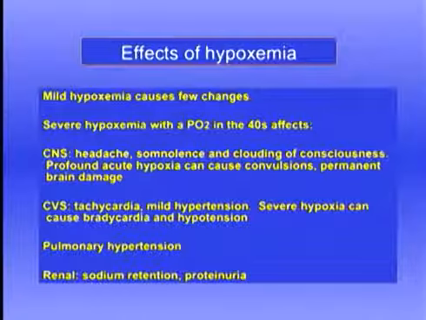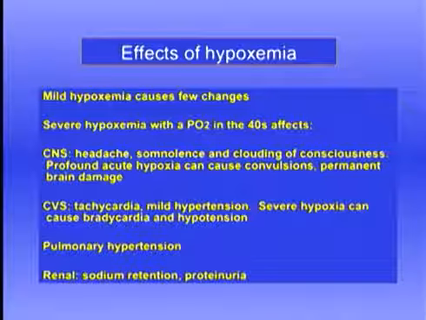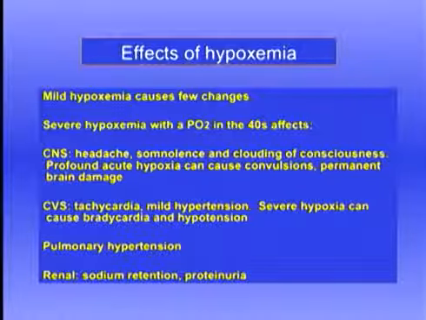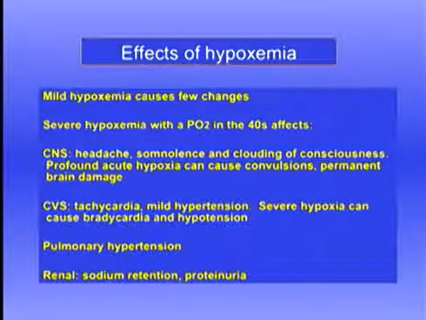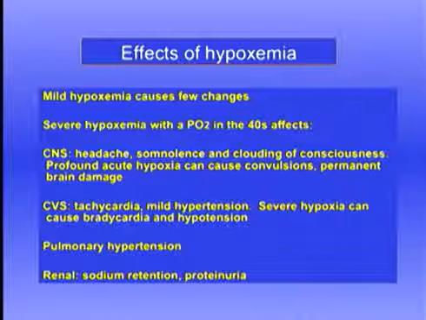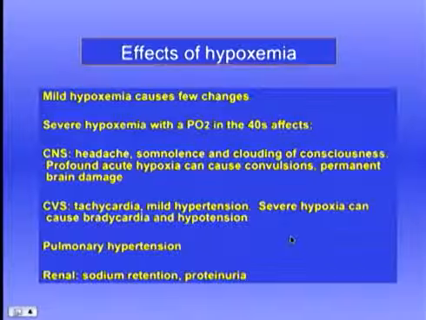If the hypoxemia is associated with a low alveolar PO2, which it very often is, then you may get hypoxic pulmonary vasoconstriction with pulmonary hypertension, so the lungs are affected. In the renal system, you get sodium retention and you get proteinuria with severe hypoxia. So those are the effects of hypoxemia.